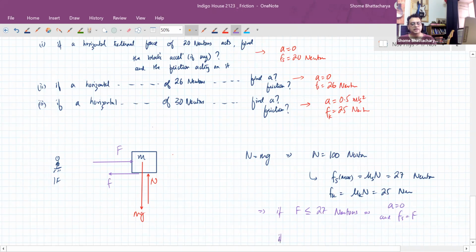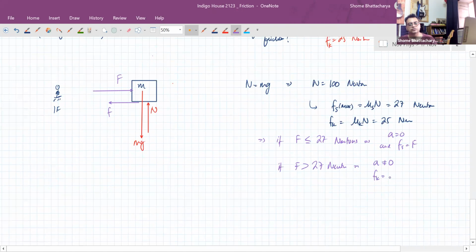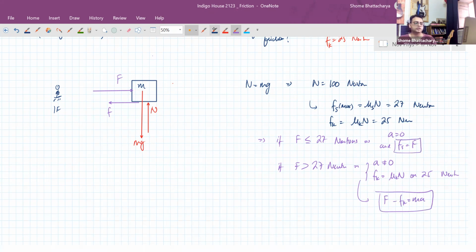Whereas the moment my external force exceeds, is greater than, let's say, 27 newtons, my acceleration will become non-zero. It will start slipping, and kinetic friction of mu k into N, or 25 newtons, will act. So we'll have the equation for this, that F minus kinetic friction is equal to ma. Whereas for the other case, we'll have the equation that static friction is equal to external force. So the final conclusion in my FBD will depend on which value it is.